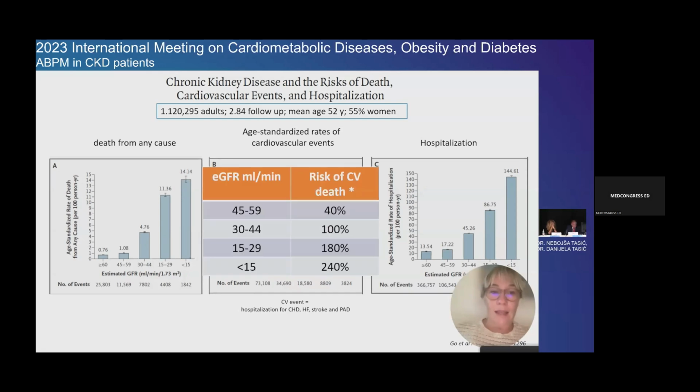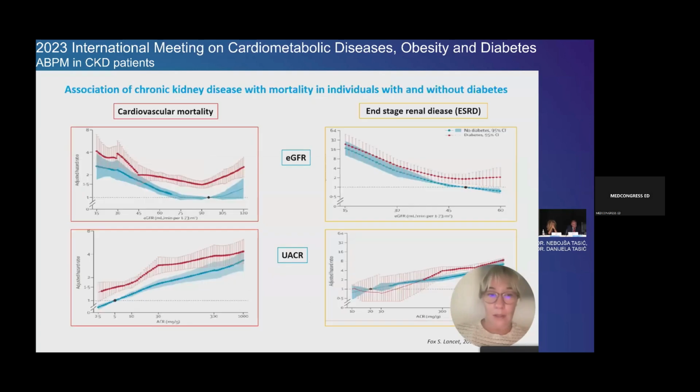So we can say that the risk of cardiovascular death in advanced stages of chronic kidney disease is more than 200%. That is, we like to say that people with a GFR in stages 4 and 5 are more likely to die from cardiovascular events than to live to dialysis or transplantation.